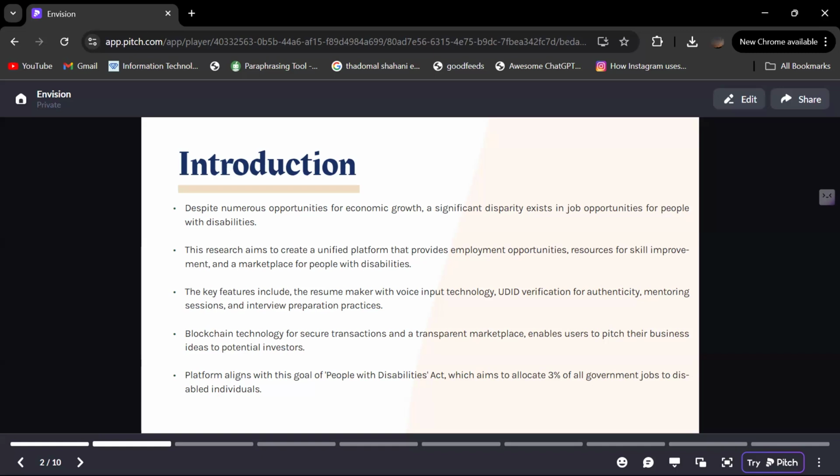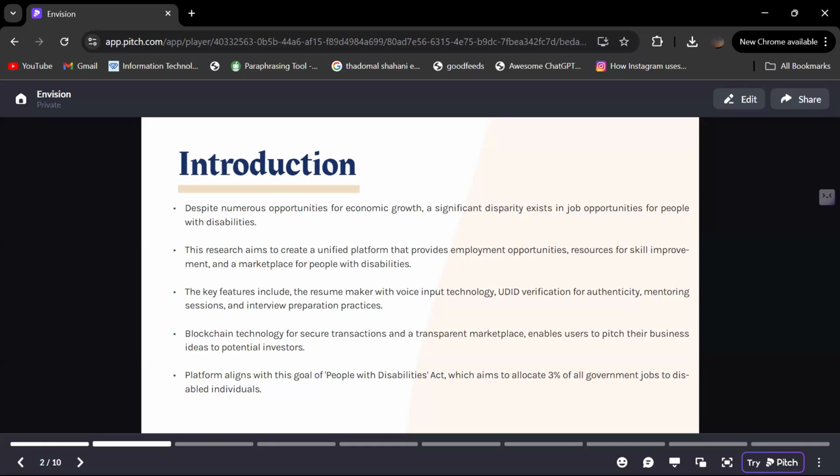This research project is about building a platform that helps people with disabilities find jobs, learn new skills, and sell their products or services. The goal is to create a space where they can access opportunities, improve their abilities, and participate in a marketplace, which makes it easier for them to achieve their personal and professional goals.